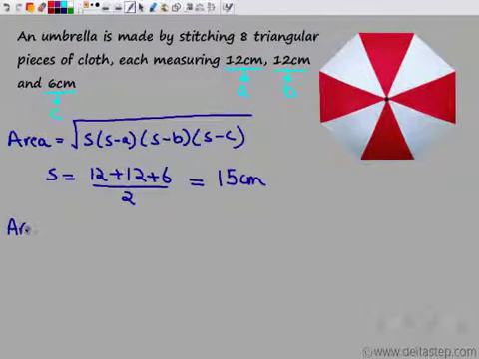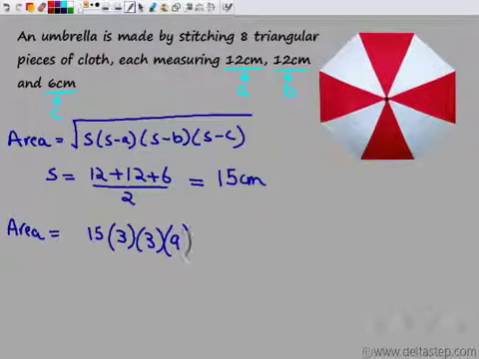So now area would be, S is 15. S minus A, which is 15 minus 12, 3. Again, 15 minus B, which is 12. 15 minus 12, 3 again. And 15 minus 6, which is 9. Under root the entire thing. So I get this: S, S minus A, S minus B, S minus C.